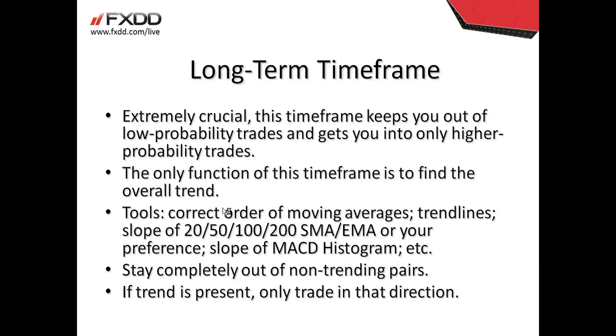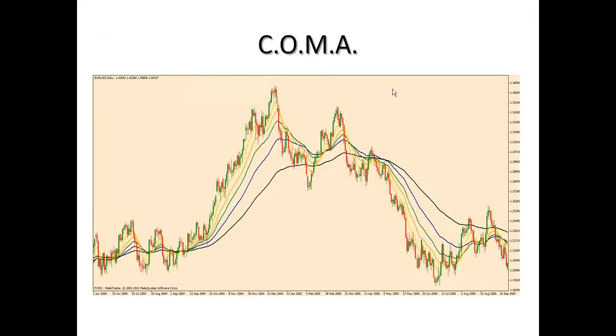Now, let me show you this right here, correct order of moving averages. This is called COMA. It's sort of a ridiculous acronym, but it works. Correct order of moving averages simply means that you are in a correct order for a trend. It's showing you whether or not there's a trend.